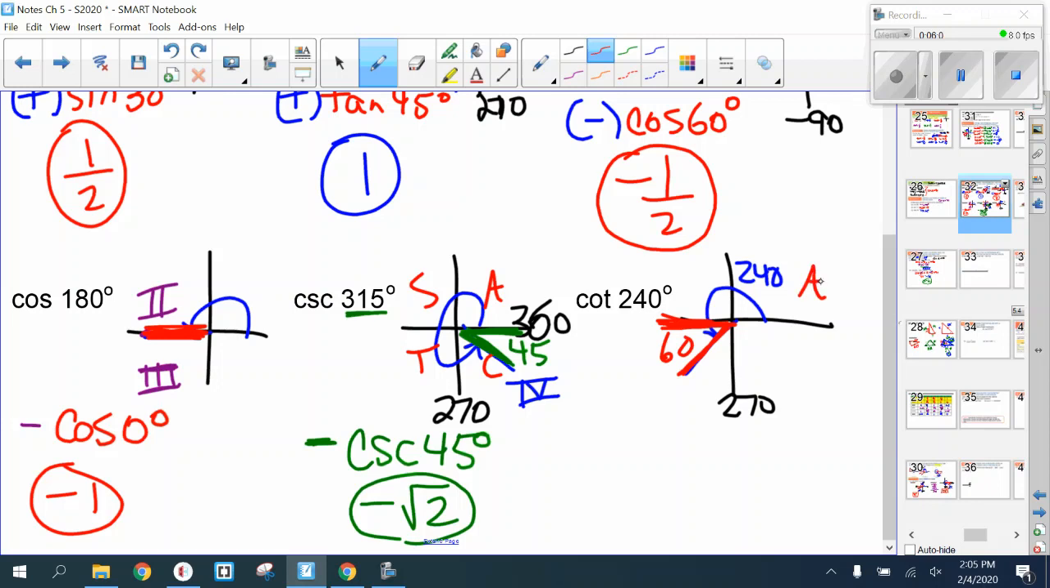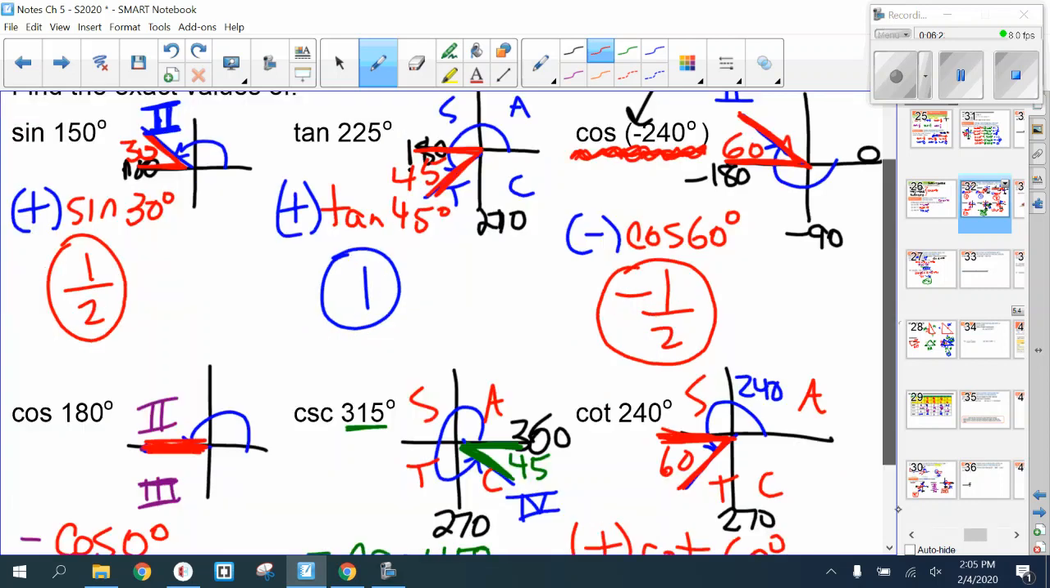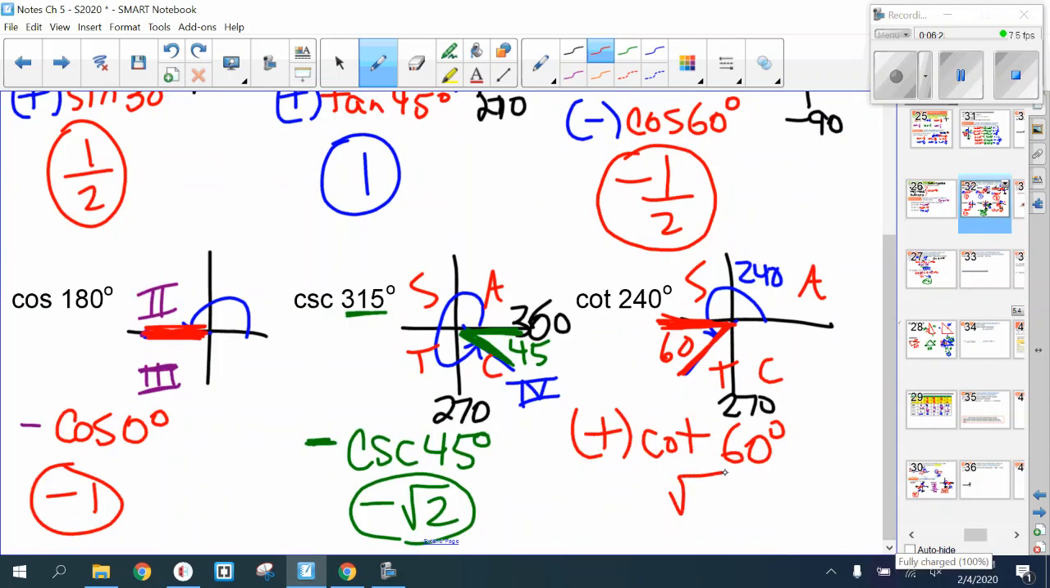Okay, so remember, all students take calculus. We know tangent is positive there, so that means cotangent would be positive there as well. So we look at our reference angle of 60 degrees and say it's positive cotangent 60 degrees. Here's the chart, cotangent 60 degrees, square root of 3 over 3. Positive square root of 3 over 3.